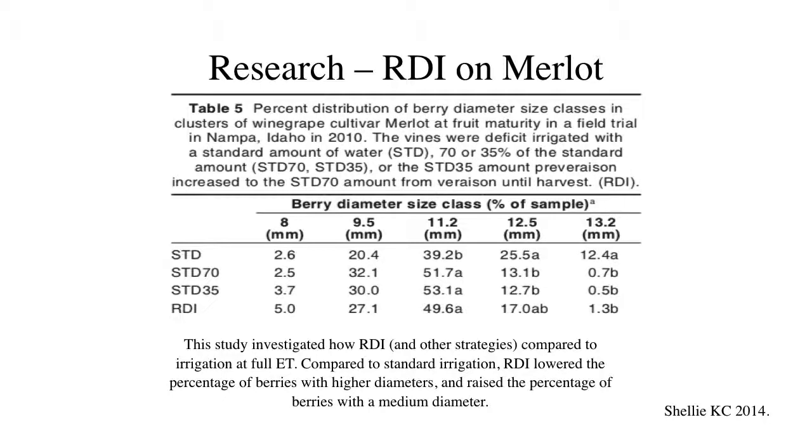If you look at the far right to the last column in the graph at 13.2 millimeters, RDI had a much lower percentage of berries at this size than standard irrigation. The same effect can be seen at 12.5 millimeters. At 11.2 millimeters, RDI created more grapes at this size than standard irrigation did. So in effect, RDI created small berries with smaller diameters overall.